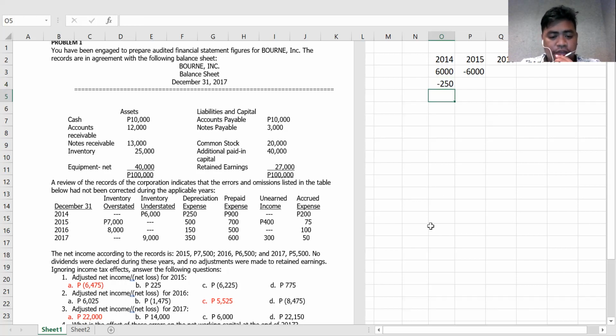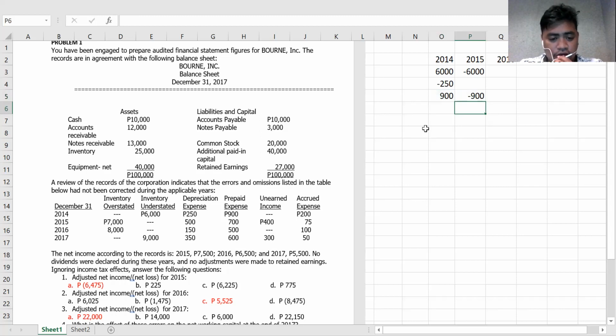And then prepaid insurance of 900. The assumption here is that the entire insurance was expensed, but there is still a prepaid portion. So your expense is overstated, because you expensed everything and did not record the prepaid portion of the expense. So it is an addition, and since it is counterbalancing, it has an effect on 2015.